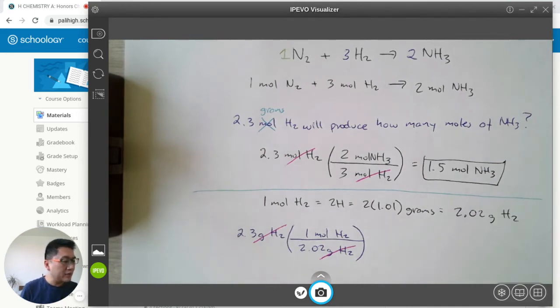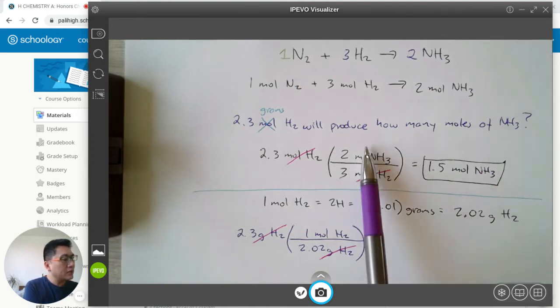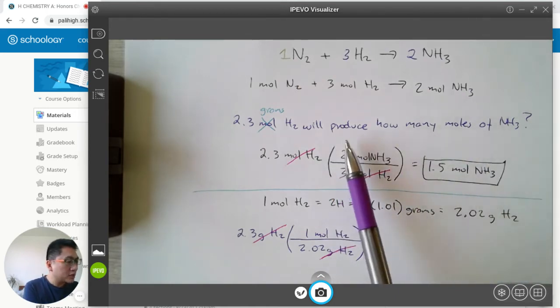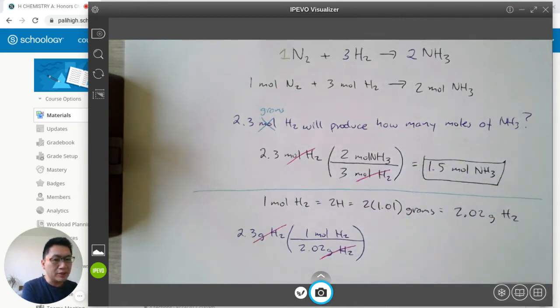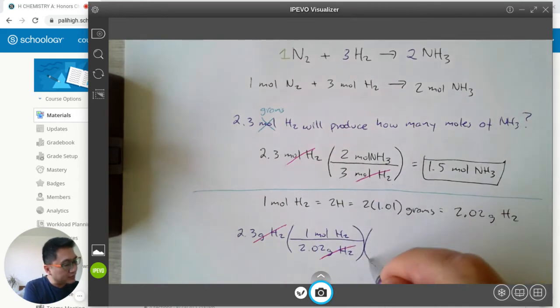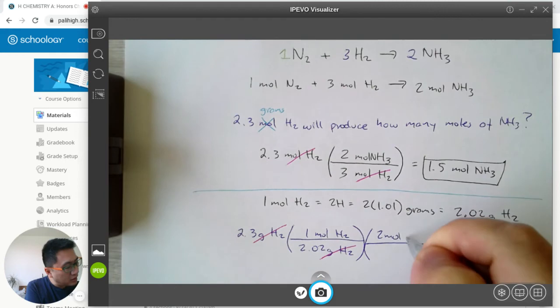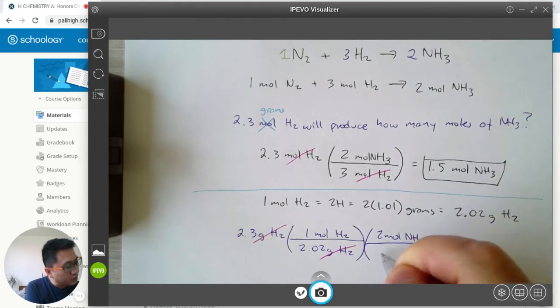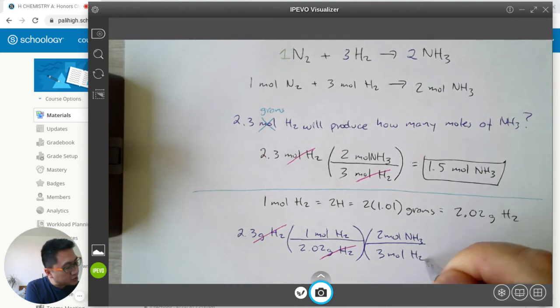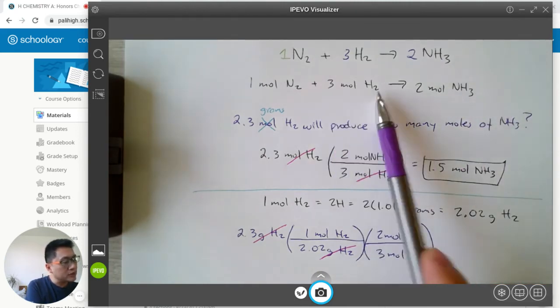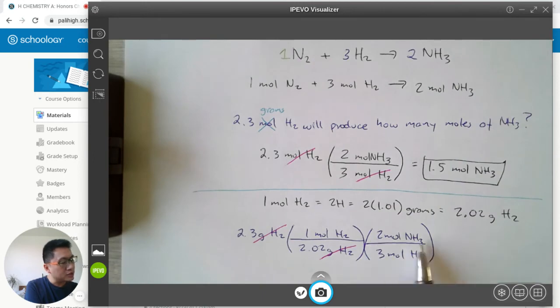Now that I have this, I'm not done yet. The question is not to find the number of moles of hydrogen. I'm trying to find the number of moles of NH3, ammonia. So I have to do one extra step. 2 moles of ammonia is formed from 3 moles of hydrogen, where again, from the balanced equation, 3 moles of hydrogen makes 2 moles of ammonia. I put the moles of H2 in the denominator, so it'll cancel out. So it'll be 2.3 times 2 divided by 2.02 and 3.